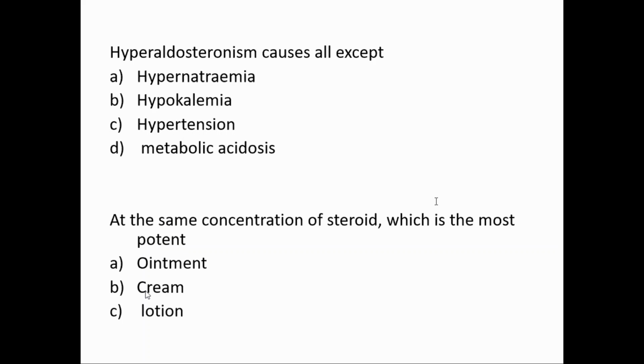All these forms of topical steroid preparation are mostly used in different skin diseases, or they are also used in eye diseases in the form of eye drops and ointment. Ointment is a topical preparation which has 80% oil and 20% water, whereas cream has 50% water and 50% oil, whereas lotion has 20% oil and 80% water. So among all these preparations, ointment is the most potent one.